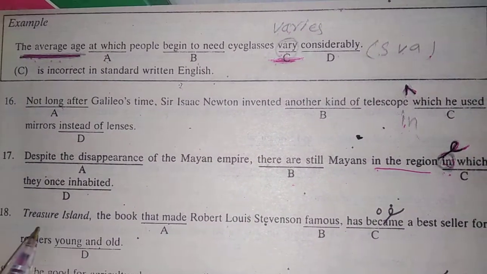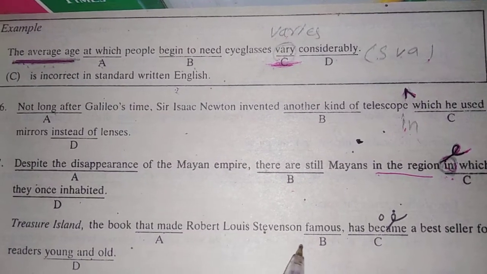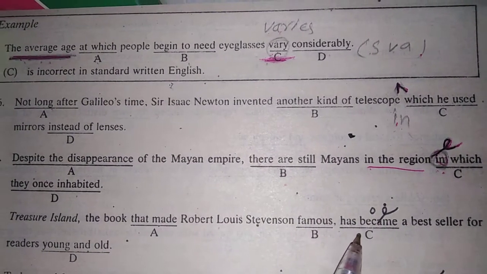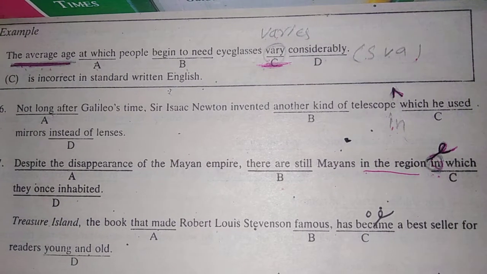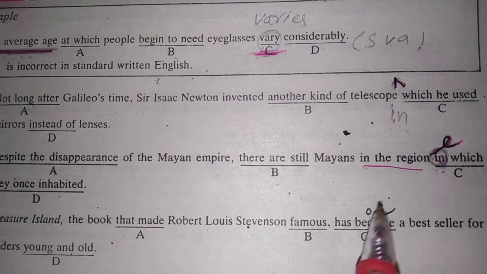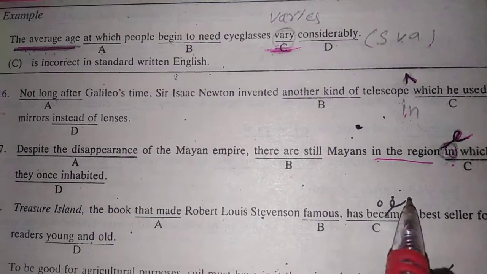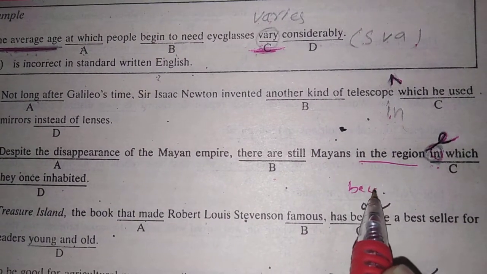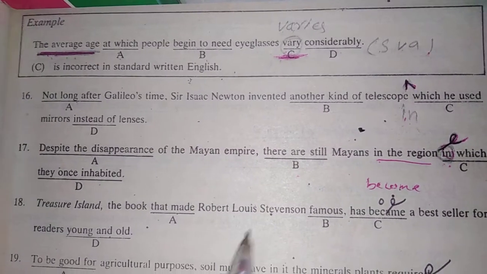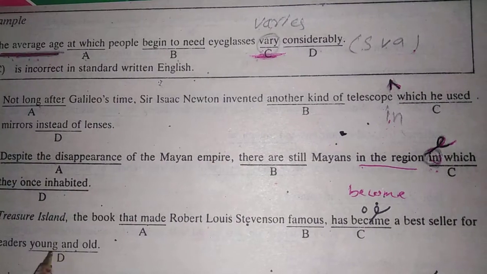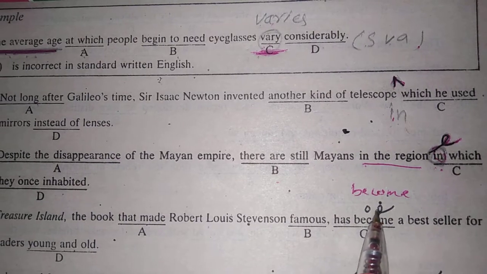The next point. Treasure Island, the book that made Robert Louis Stevenson famous, has became a bestseller for reader young and old. Here what is the problem? The problem is here, so we should remove became and write become. So this is editing and proofreading. Okay, you are learning here how to proofread. Today you are student, tomorrow you will be a scholar. So this symbol is used to remove.